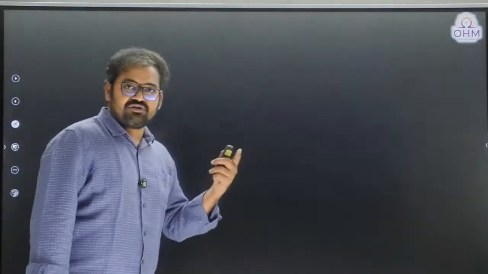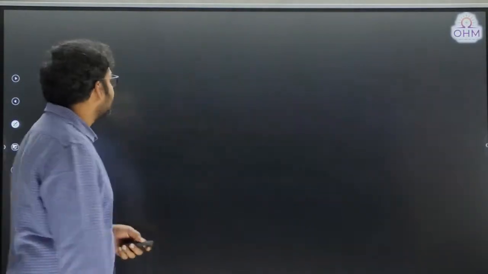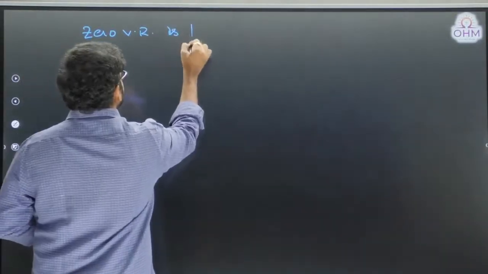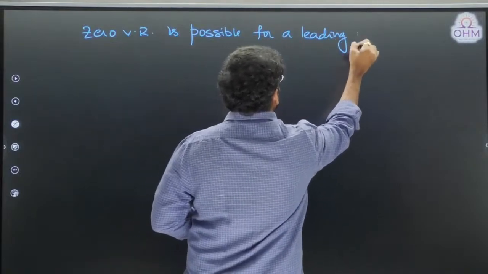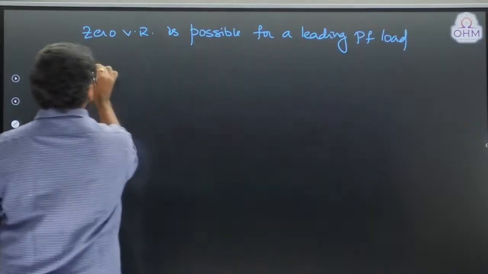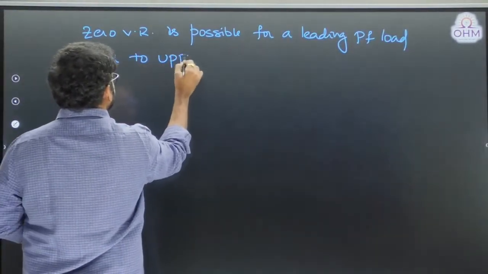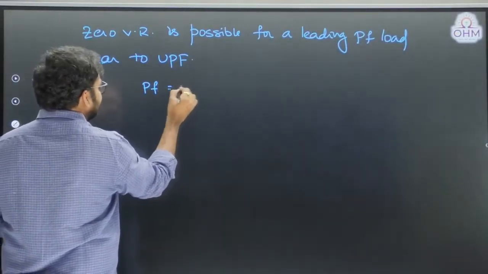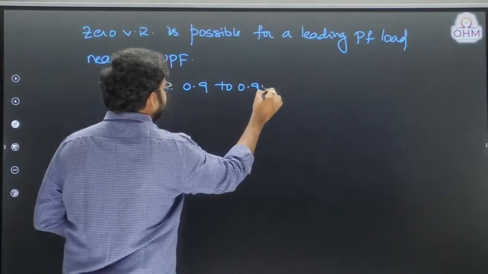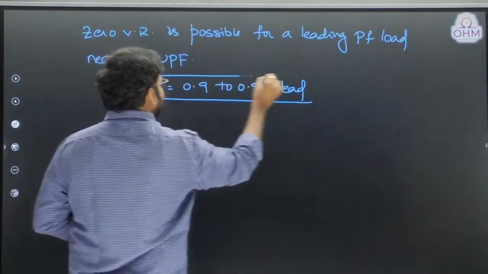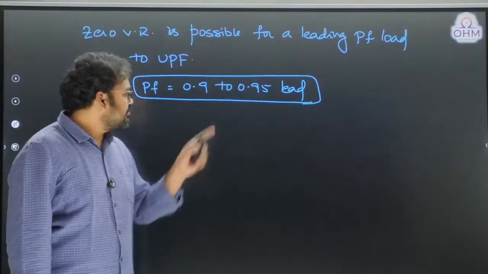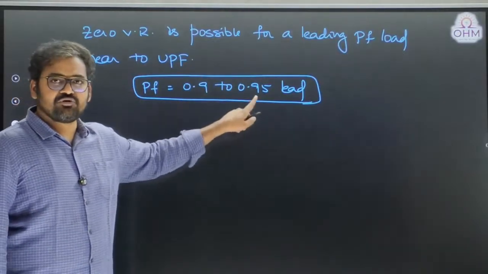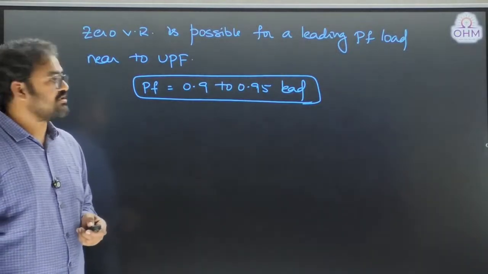If you proceed further with the derivation, we can understand that zero voltage regulation is possible for a leading power factor load near to unity, guys. Near to unity. That means generally the power factor will be around 0.9 to 0.95 leading. So this is the load power factor range where you can find voltage regulation equal to 0. Understand? Okay. We are not doing the derivation. I hope you should be able to remember this. Okay. This is about zero voltage regulation.